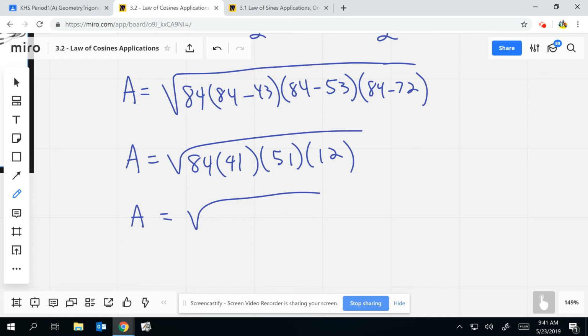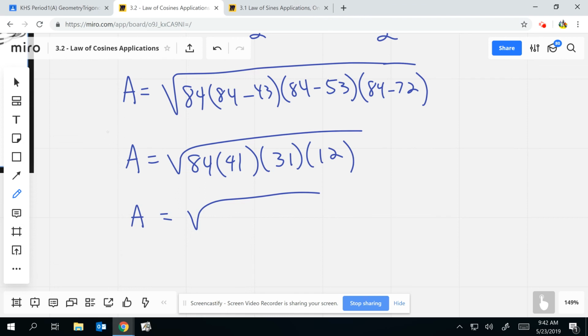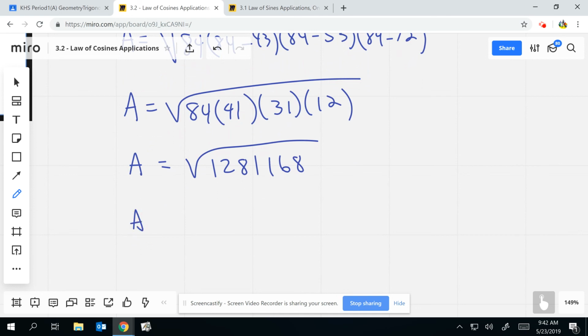Oh, not 51. Sorry, there's a mistake. It's 31. I don't know where I got 51 from. My head was saying 31 and my pen wrote 51. I'm going to blame it on the pen. Okay, so let's type those in now. 84 times 41 times 31 times 12. So that's better. You have 1,281,168, and you're going to take the square root of that.